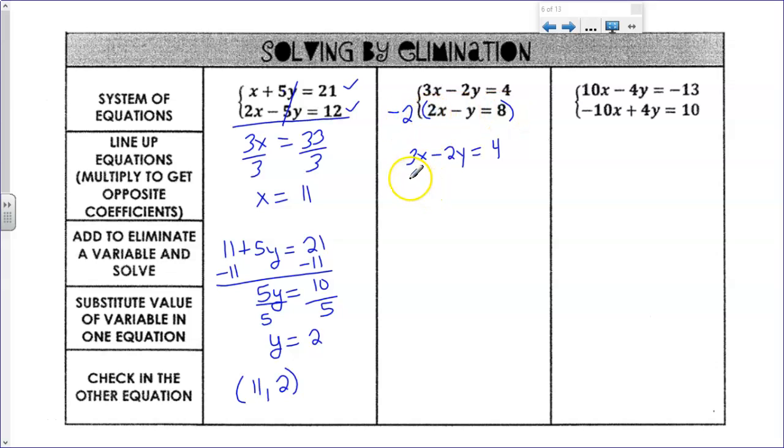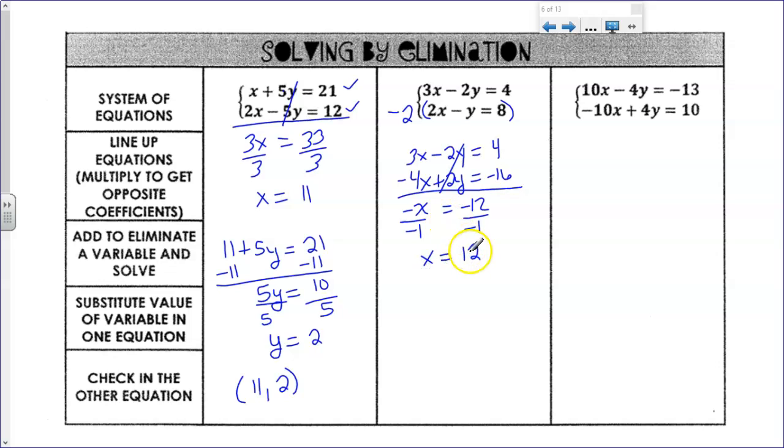So negative 2 times 2 is negative 4x. Negative 2 times negative y is positive 2y. So see, same coefficient, opposite signs. Negative 2 times 8 is negative 16. So don't forget to distribute that negative 2 across the whole equation. All right, now we can add them together. Negative 3 minus 4 is negative 1x. That's 0. 4 minus 16 is negative 12. I can divide by negative 1, and x equals 12.